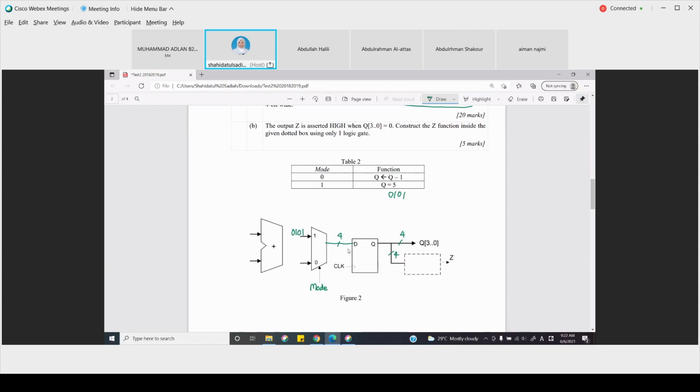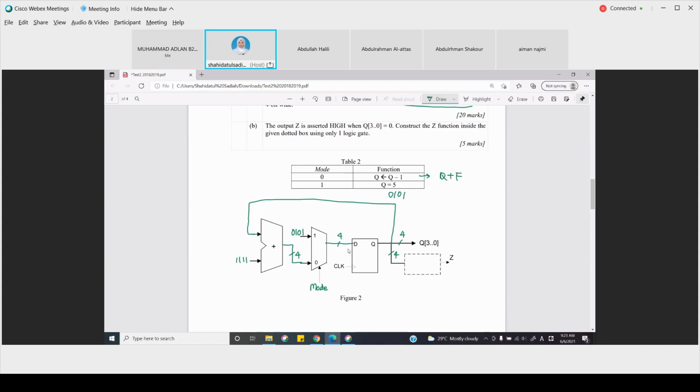So the other one must be from the adder. Okay, so this is also 4 bit. And the adder is performing Q minus 1. So this is Q. Q is going back to the adder. And okay, Q minus 1, if you remember that we did in class, this is equal to Q plus F.